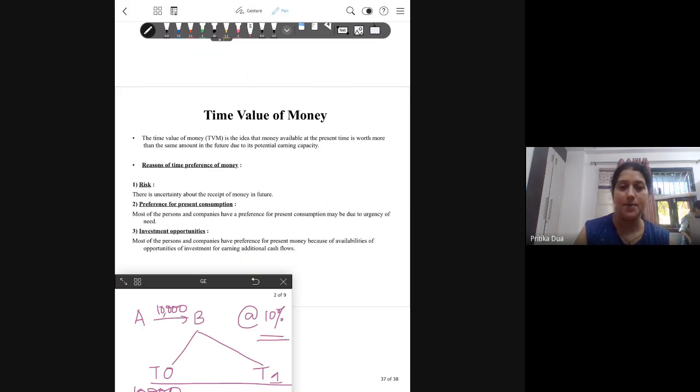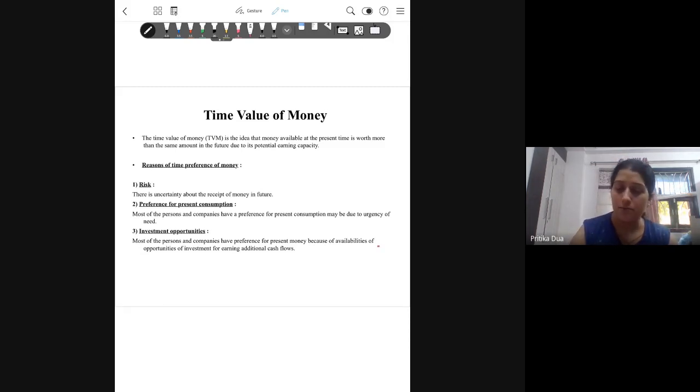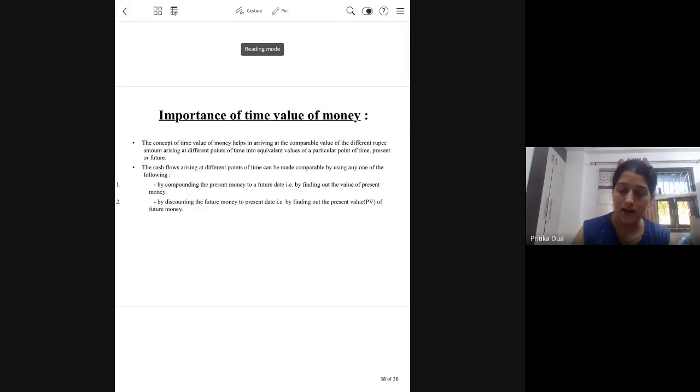So reinvestment opportunities again are one of the main reasons behind money having time value. Apart from this, as you people told yesterday, the inflation would also be a reason for time value of money, because there again the purchasing power of money falls with an increase in inflation in the economy. So importance of time value of money.